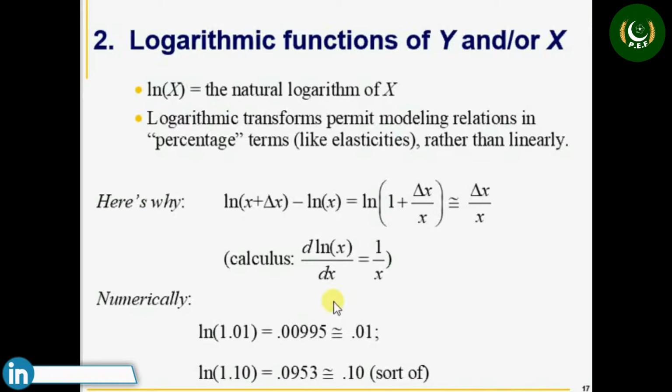Number 21, econometrics in practice. Today I am going to talk about the logarithmic function of y and/or x. Why do we take log? First of all, we need to understand this.